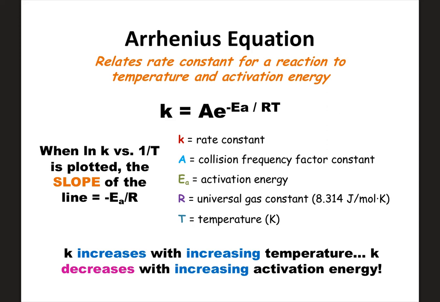The slope of that line is equal to negative EA all over R. So you find the slope of that line, put it equal to negative EA all over R, and you can solve for the activation energy. That's the big takeaway here. Not using the equation, but understanding that you run an experiment at different temperatures multiple times, measure the K value, determine the K, the rate constant, plot the natural log of K versus 1 over temperature, the slope of that line is equal to negative EA all over R, and you could solve for the activation energy.